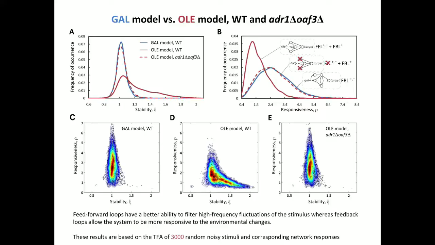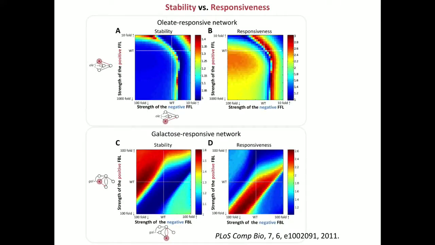And when you do a knockout of the model, knocking out a gene in the equation and seeing what happens, you can actually take the oleate model and make it look like the galactose model in terms of its stability, responsiveness, and behavior. And then finally, this is the most interesting part, and I apologize for rushing this very last part. These are what we call portraits of stability and responsiveness.